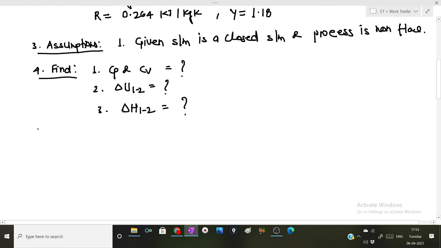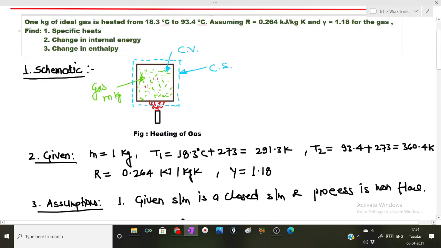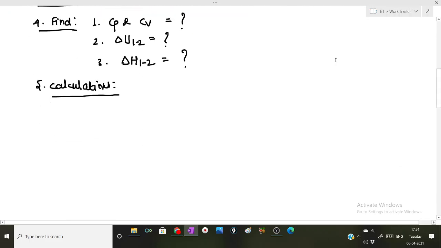Now let us do the required calculations. One more suggestion I will be giving here. If it is asked to calculate the required parameters point wise, you are also supposed to do the calculations point wise. And once again, before doing the calculations, I'll be writing the basic formulas.